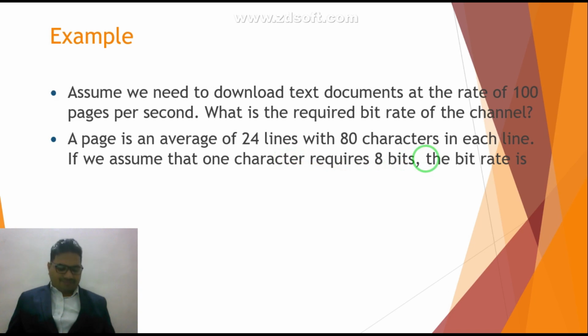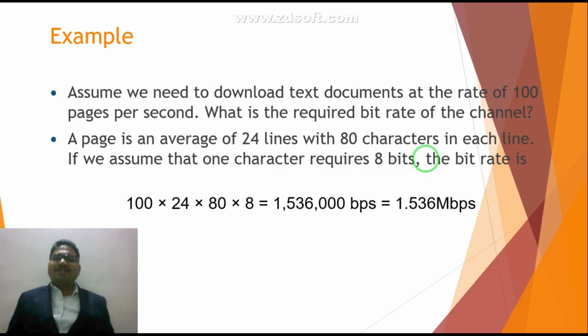It is simple. It is 100 pages into 24 lines into 80 characters into 8 bits, which is equal to 1.536 Mbps. That is megabits per second. Right? This is in bits per second, so you need to convert it into megabits. So I hope you understood this numerical. It is a simple one.